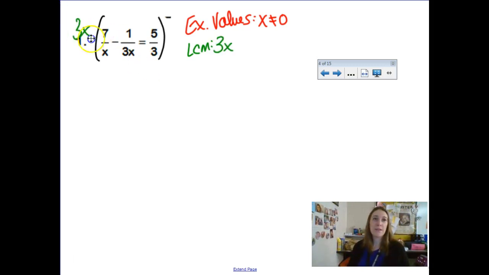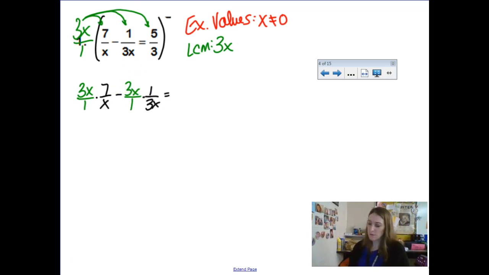So 3x, and you can say it's 3x over 1 if you'd like, is going to get distributed to every single term. And I'm going to write this one out the long way, and then after that I'm not going to write them out the long way anymore. So it's 3x over 1 times 7 over x, minus 3x over 1 times the next term, which is 1 over 3x, equals 3x over 1 times 5/3.